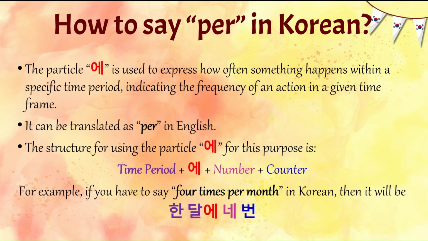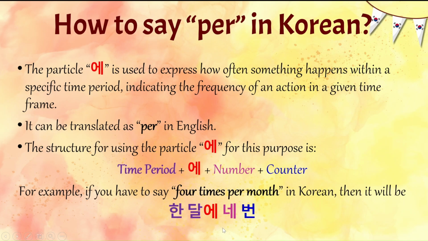For example, if you have to say four times per month, then in Korean, it is going to be 한 달에 네 번. First, you have to say per month, which means 한 달. 한 달 is the time period, per month or 1 month, you can say. Then you have to attach the particle 에 to say per month.